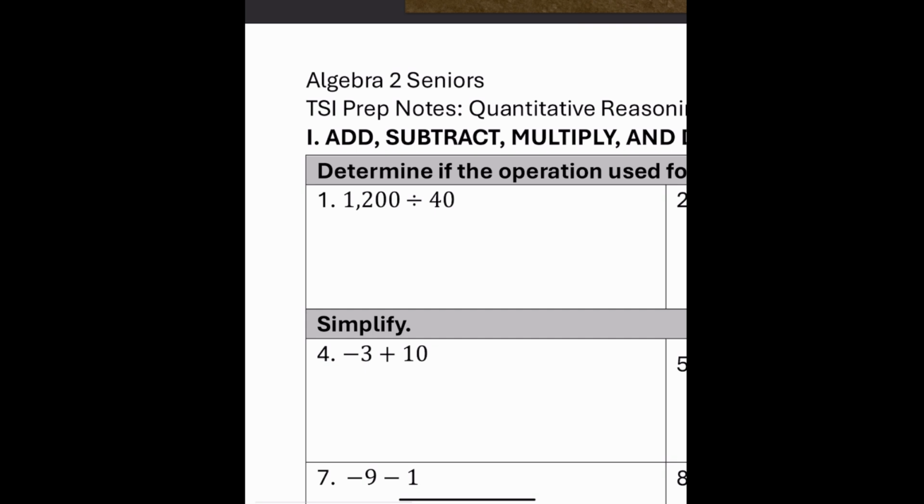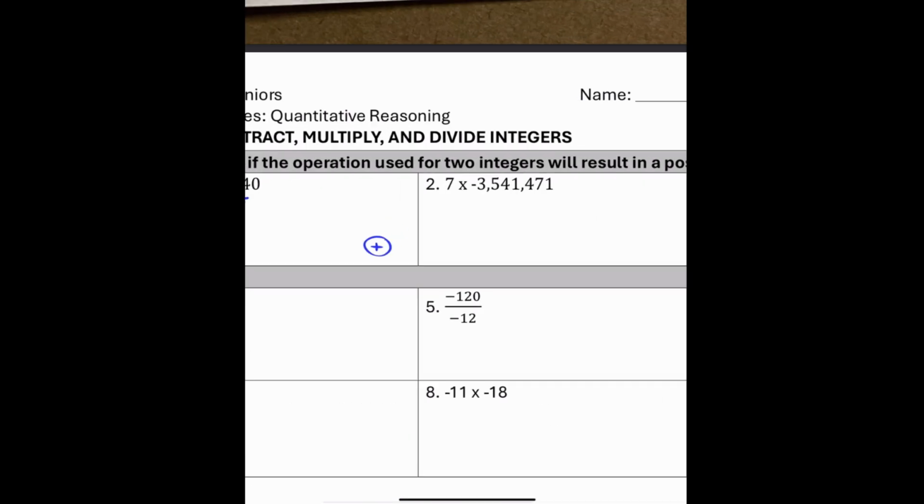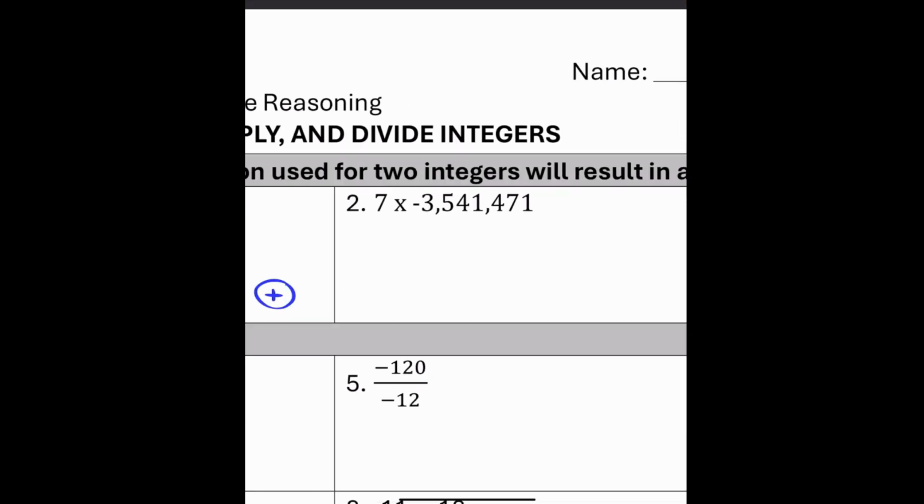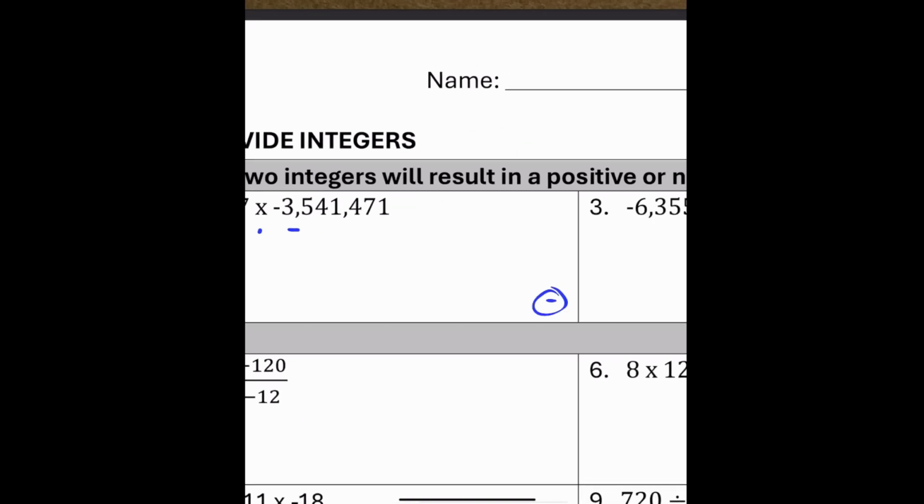So let's take a look at number one. We have 1,200 divided by 40. So basically we have a positive divided by a positive. The answer is going to be positive. And that's all what we're going to be doing for the first three problems. Number two, 7 times this negative number. So we have a positive times a negative. A positive times a negative is a negative.